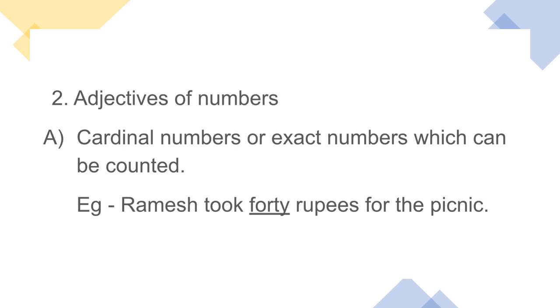Ramesh took 40 rupees for the picnic. Here we know rupees is a noun and the 40 is underlined. 40 is nothing but a cardinal adjective. Here we know that it is countable. We can count 1 to 40 easily.